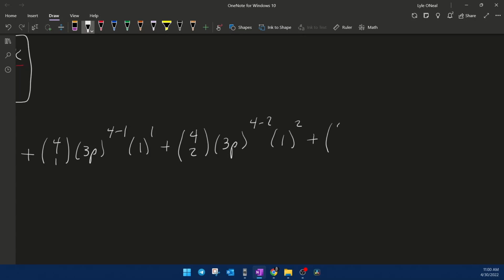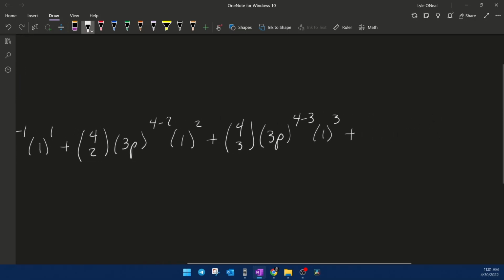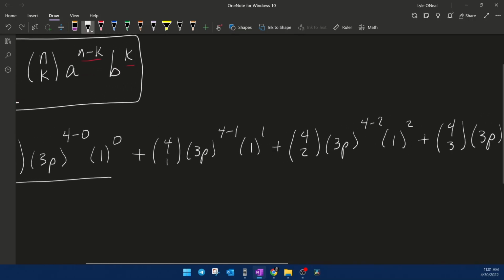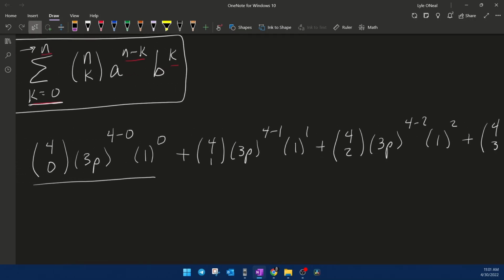Next term, k would be 3. 4 choose 3, 3p to the 4 minus 3, 1 to the 3, plus, one more time, 4 choose 4. Notice now we've got to where k is 4, times 3p to the 4 minus 4, times 1 to the 4. And now we're going to go back and we're going to evaluate each one of these terms.